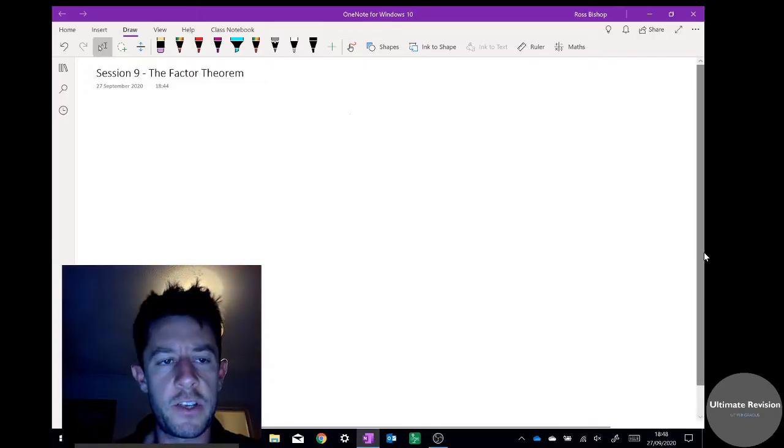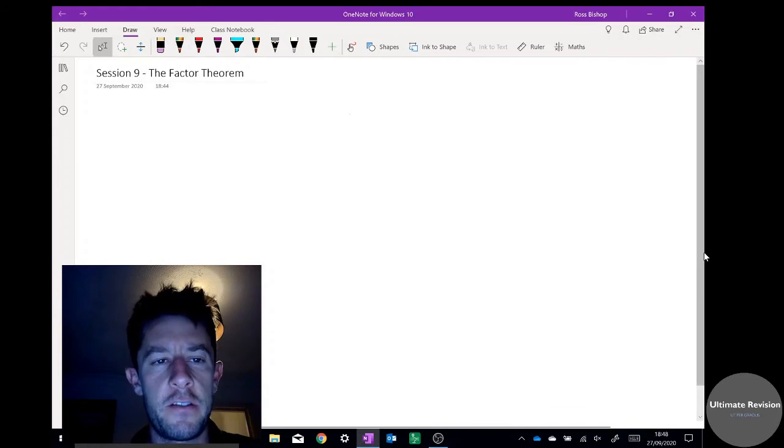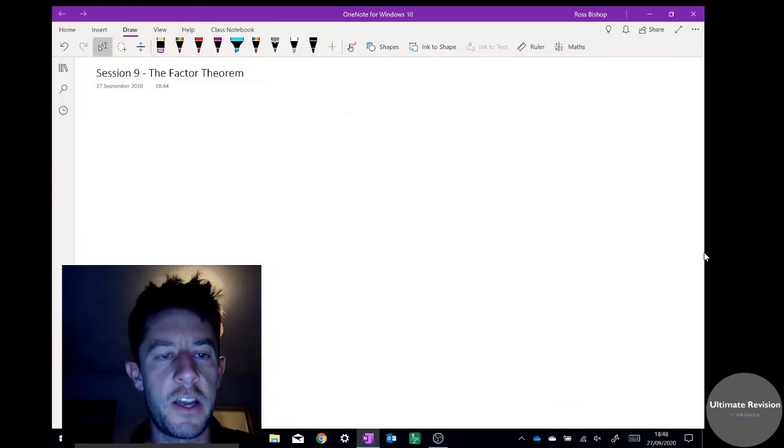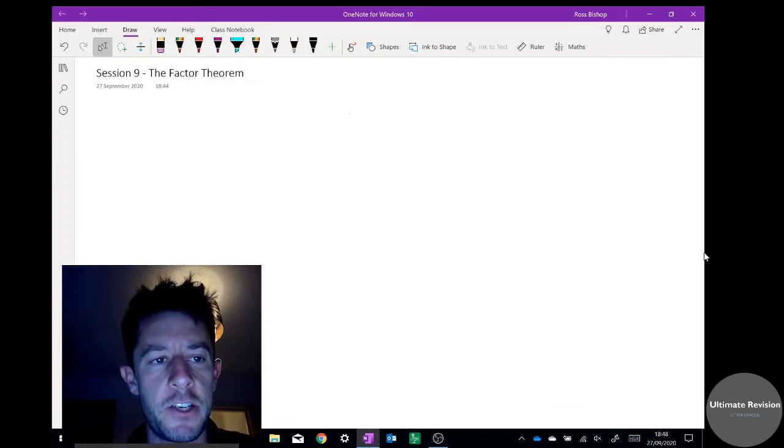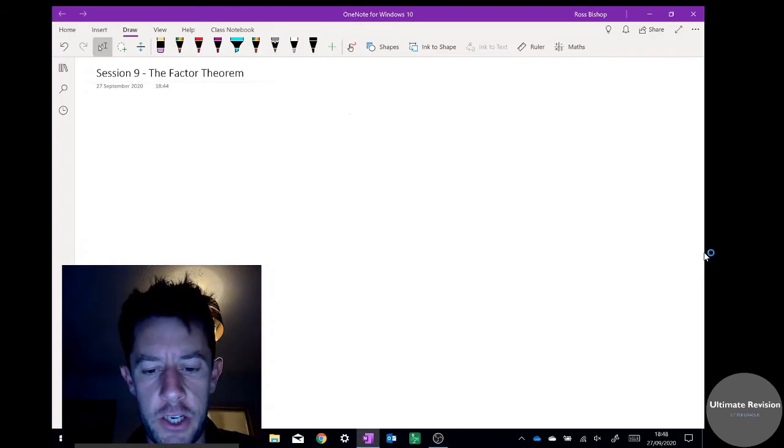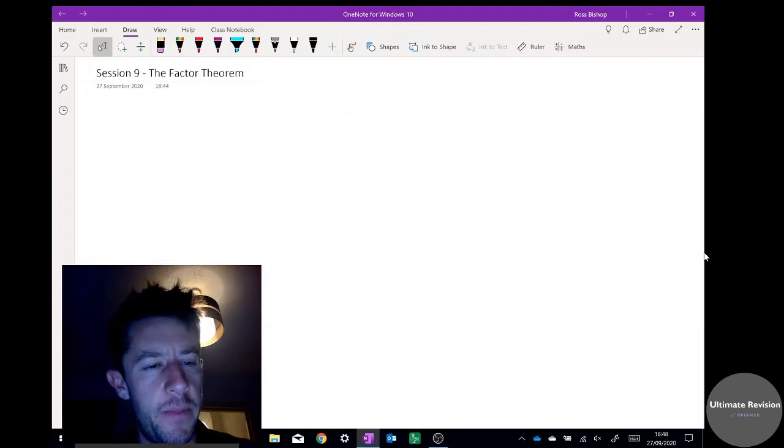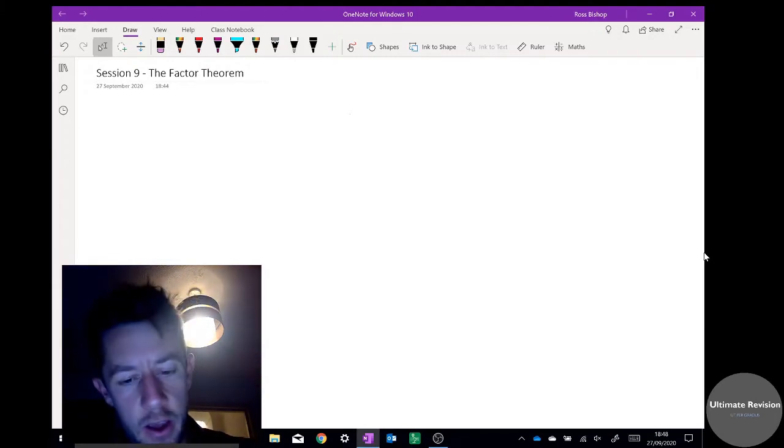Right, here we go. Session 9, the factor theorem. So we've moved on a little bit from sketching curves and looking at domain and range, and we're moving on to the factor theorem, a little bit of algebra. I think you'll find this one quite fun. And so here we go.